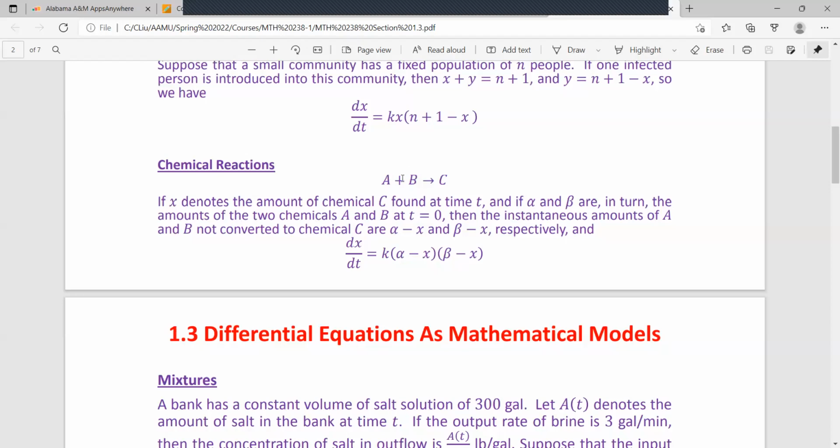Then the instantaneous amounts of A and B not converted to chemical C are alpha minus X and beta minus X, because X is the amount of chemical that's consumed. So initially you have alpha of A, but you consumed X. So what remains is alpha minus X for A. Similarly, initially you have beta of B, but you consumed X. So what is remaining for B is beta minus X.